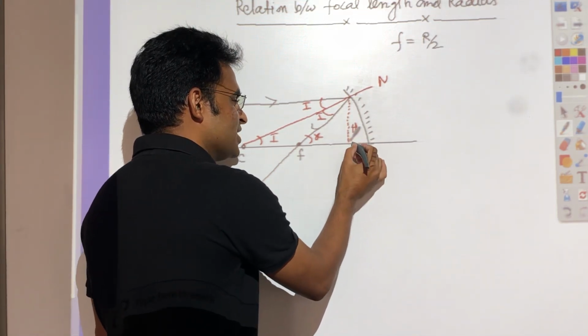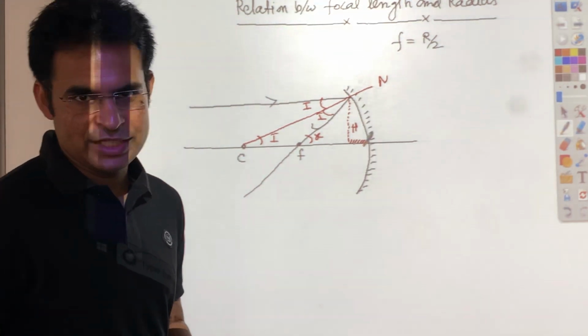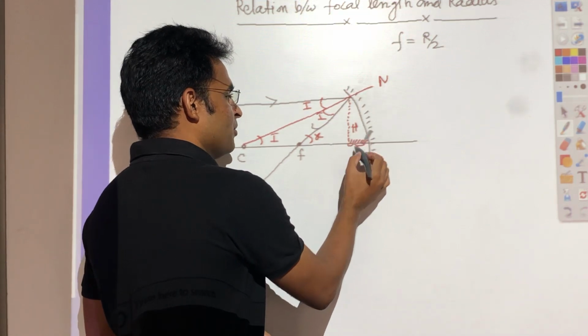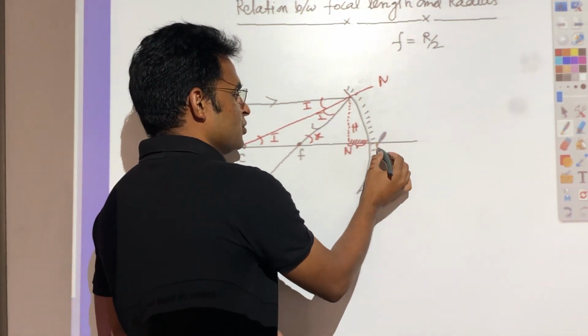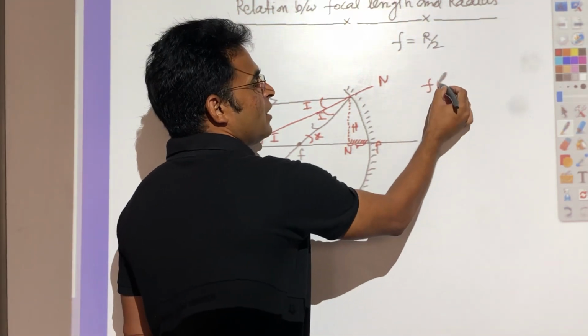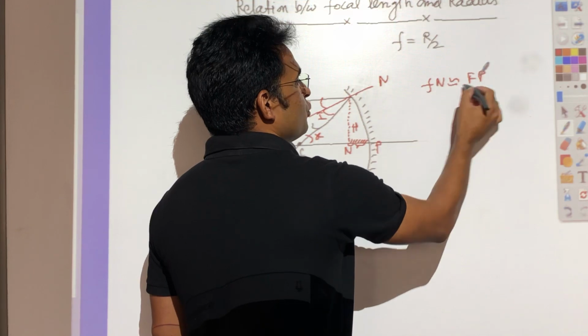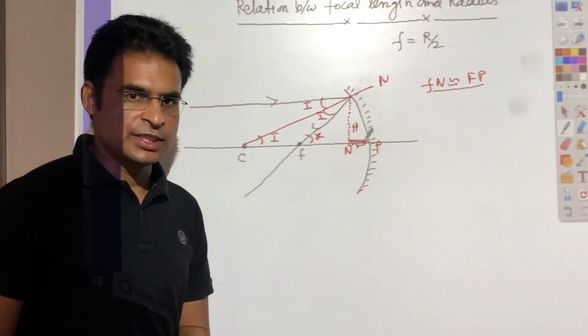And this distance is negligible because the radius of curvature of a mirror is very large. So this distance is negligible. Let's say this is F, this one is N, this one is P. So basically Fn is almost equal to Fp. This distance is negligible, we neglect this distance.